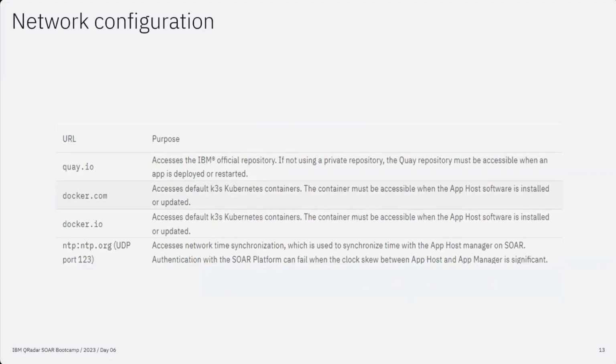The system that hosts the App Host requires access to services on the internet and access to the SOAR platform. What we recommend is that you work with your network administrator to ensure that your system has access to the following URLs to support the corresponding services. Those are quay.io, docker.com, docker.io, and ntp.org. Let's take an example, ntp.org. This is to access your network time, so you want to make sure that App Host Manager and the SOAR platform are in sync to avoid any clock skew.